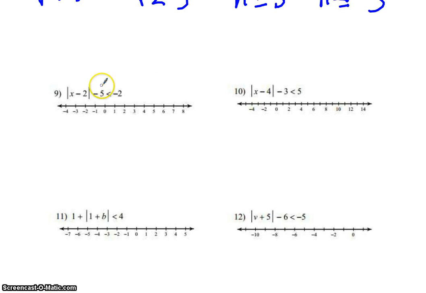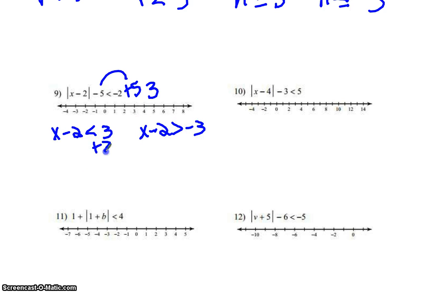Looking at number 9, you're going to start by bringing the 5 over and adding that. -2 plus 5 is 3. So you have x minus 2 is less than 3, and you have x minus 2 is greater than -3. Add your 2, x is less than 5. Add your 2, x is greater than -1. So we have an open circle at -1 and at 5. It's going to be to the left of 5 and to the right of -1, so it's the middle.